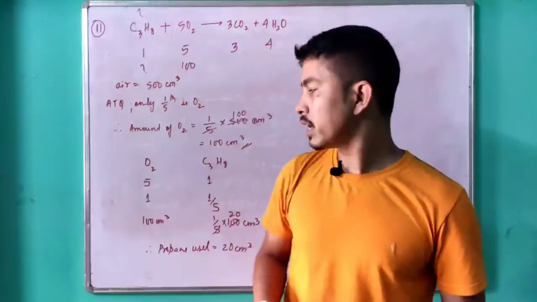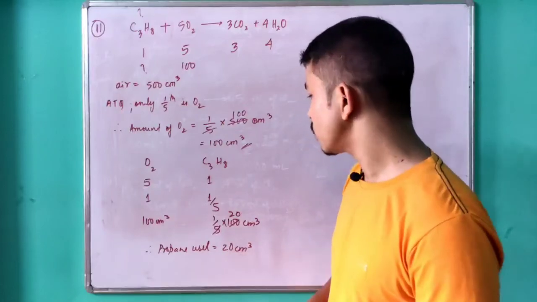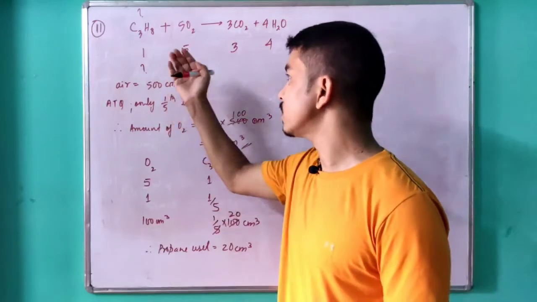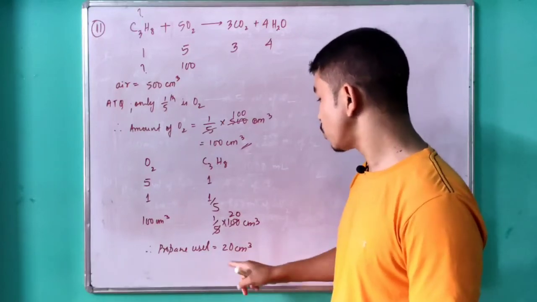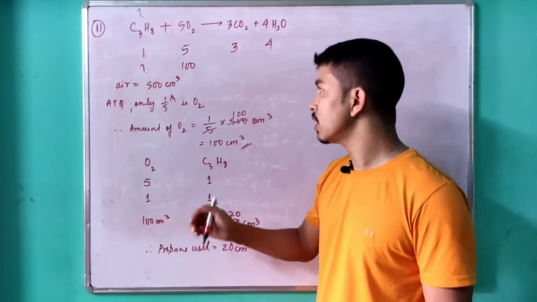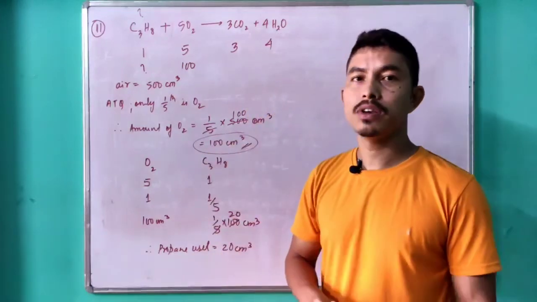So you may also write that for every 20 centimeter cube of propane, the 500 centimeter cube of air is used, or for every 20 centimeter cube of propane, how much? 100 centimeter cube of oxygen is used.